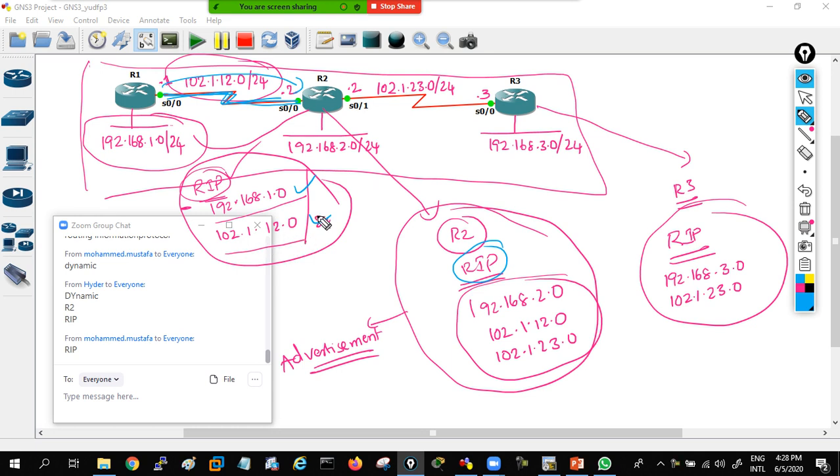Very good. Then let me check my routing table. In my routing table, I know about 102.1.12, but I don't know about 192.168.1. Okay, let's keep it in my routing table as a RIP route, because I learned this route through RIP, which is 192.168.1.0, learned via R1. Everybody understand this concept, guys?